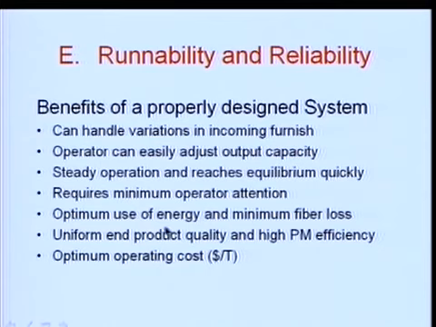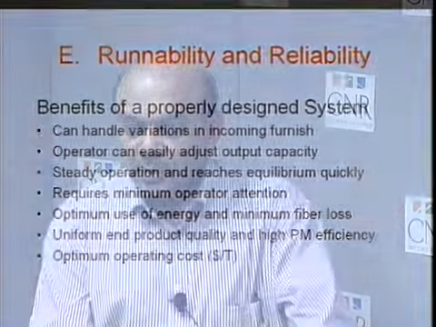Then also optimum use of energy and minimum fiber loss. That's how you design the system to make sure that you get those. Uniform end product quality and high paper machine efficiency. These are very important, and obviously optimum operating cost in dollars per ton. You don't want to be spending a lot more than you should be, so that it is more economical to use this pulp. If this recycled pulp is more expensive than other pulps, the mill will tend to use those other pulps.